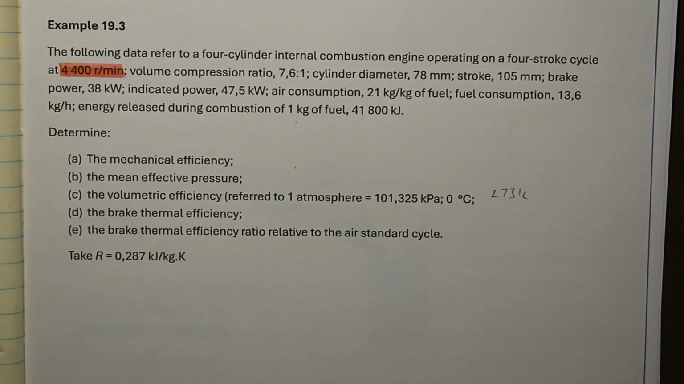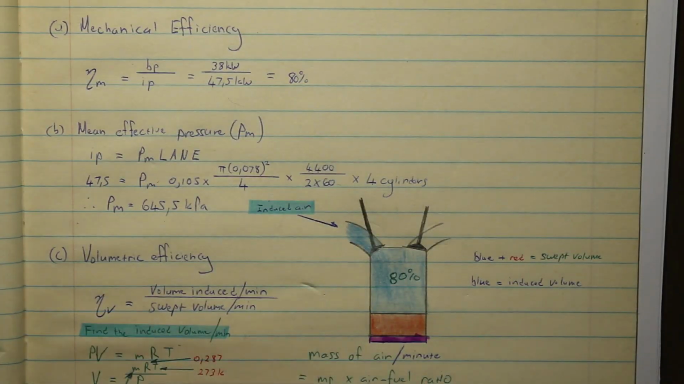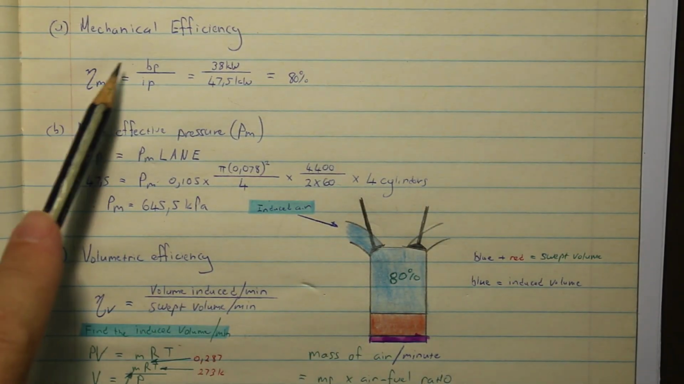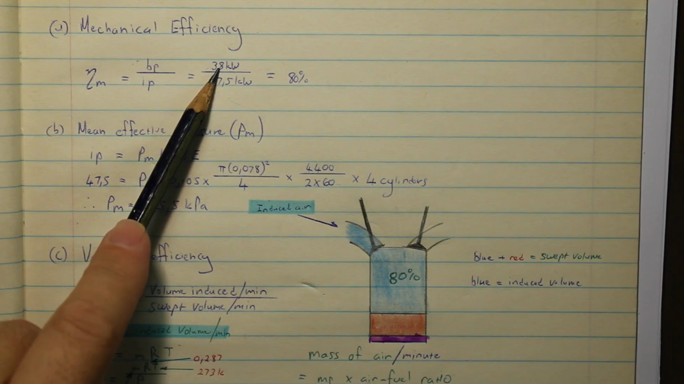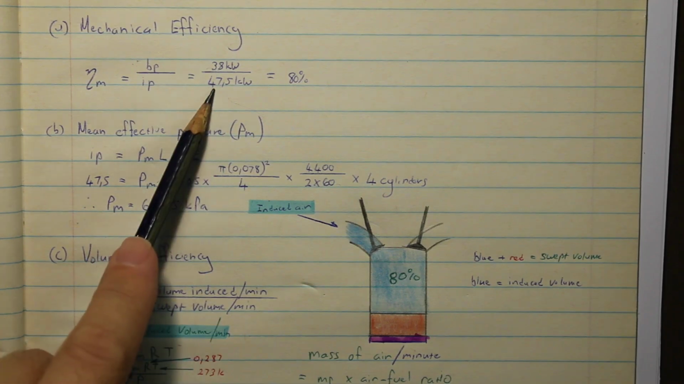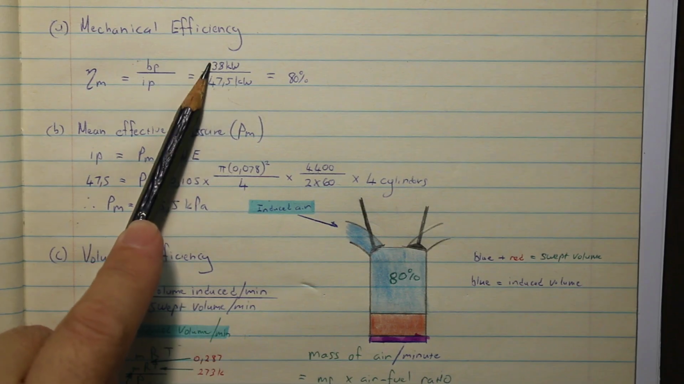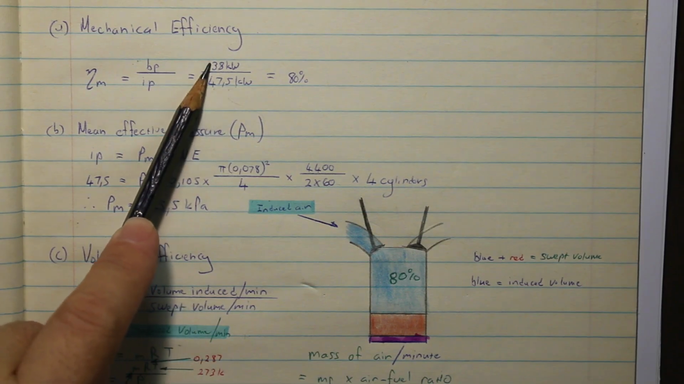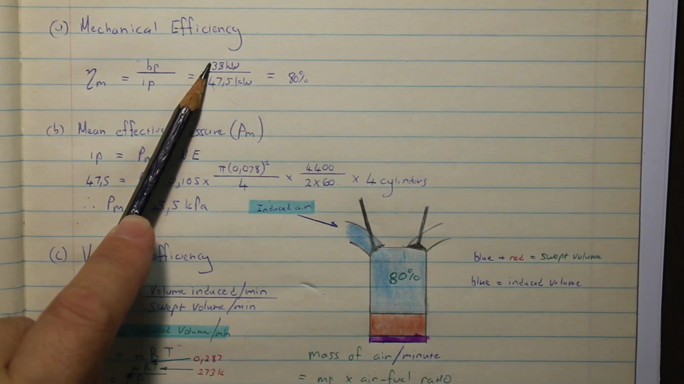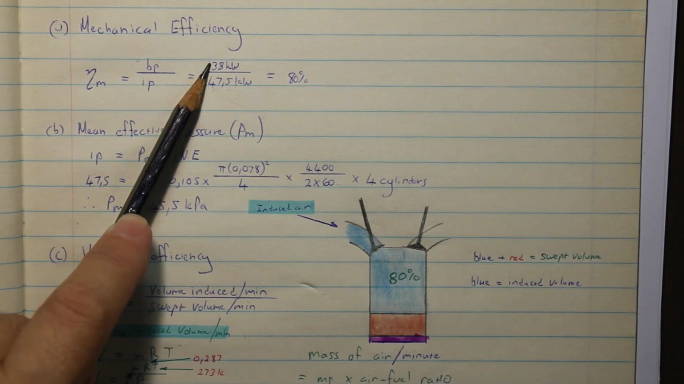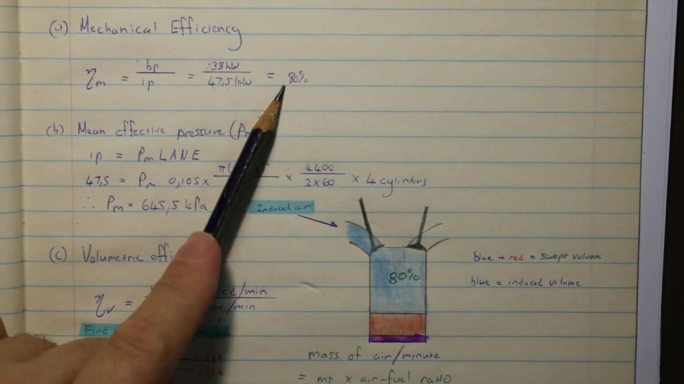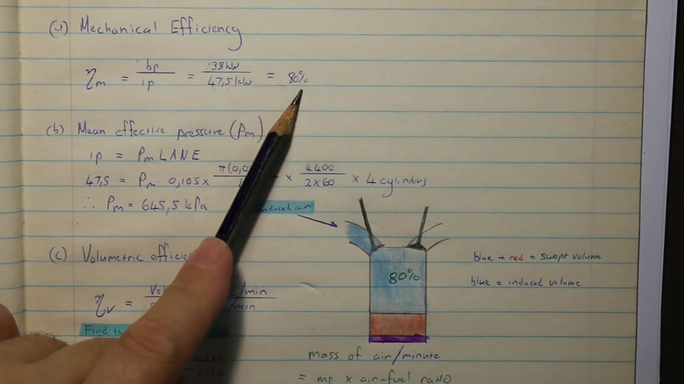So mechanical efficiency equals the brake power, which is 38 kilowatts, over 47.5 kilowatts. Obviously, the brake power always has to be less. It can never be more than the indicated power because of the losses, the friction losses and whatever other losses are in the mechanical moving parts. The mechanical efficiency then is 80%.